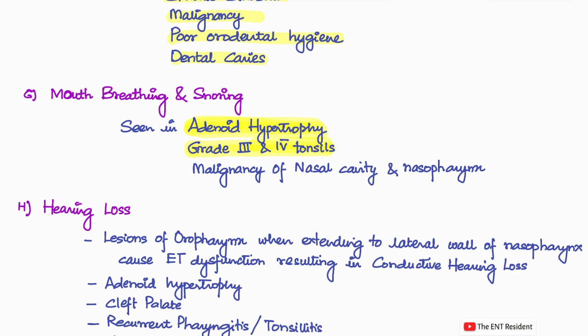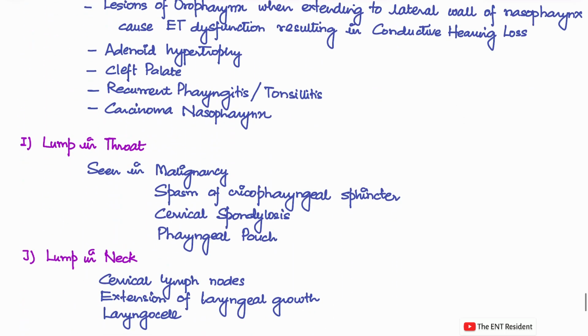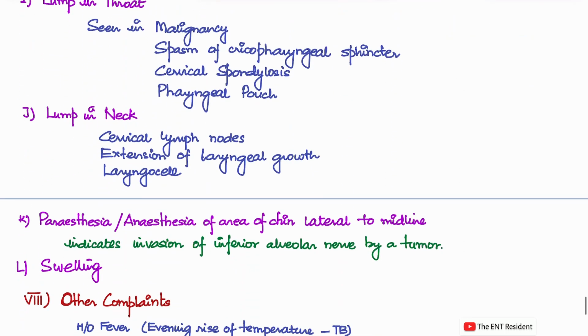And as a result of this, the patient will end up having conductive hearing loss. And you could see the same in adenoid hypertrophy, in cases of cleft palate, in cases of recurrent tonsillitis, or in carcinoma of nasopharynx. These are the causes of hearing loss in a throat case. Now, if a patient comes to you with a lump in the throat, it can be seen in malignancy, a spasm of the cricopharyngeal sphincter, cervical spondylosis, or pharyngeal pouch.